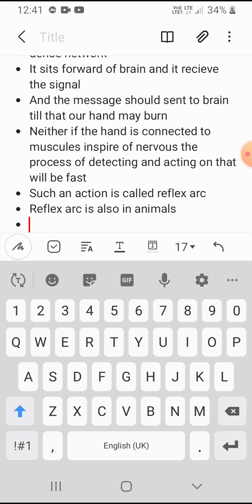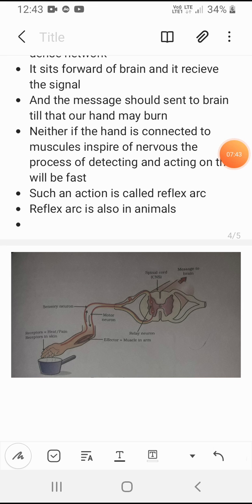By that we can quickly respond to burning, itching, or any burning thing, or when your hand gets burnt. So you can save your hand from getting burnt. So reflex arc is the easy thing you can do. So this is the picture of the reflex arc. Here you can see your hand is getting burned. Without the message going to the brain, the hand will suddenly come out from there.